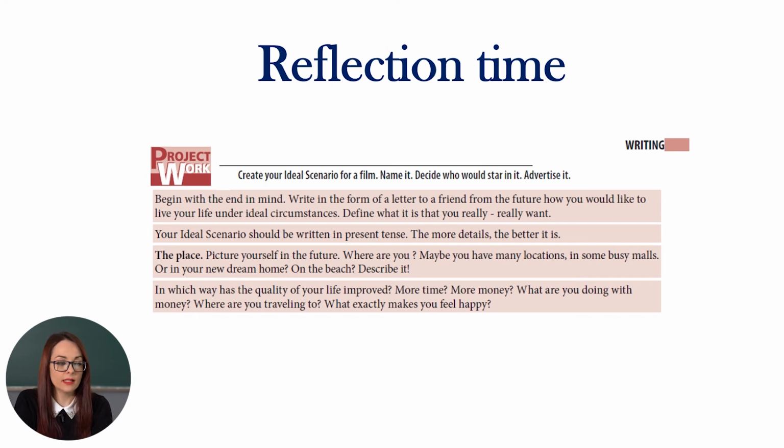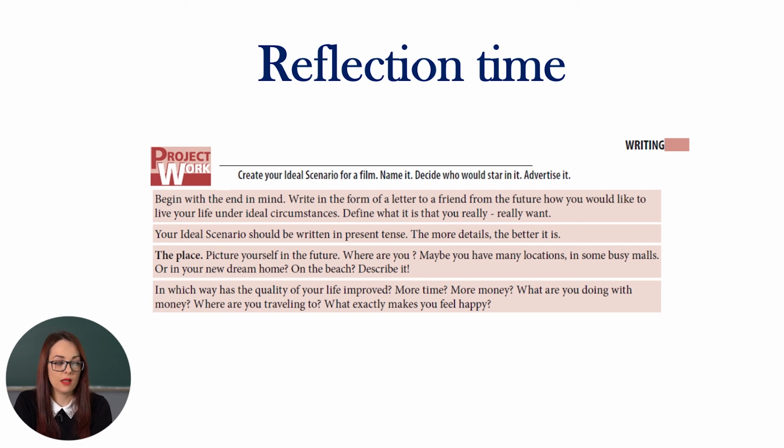Write in the form of a letter to a friend from the future how you would like to live your life under ideal circumstances. Define what it is that you really want. Your ideal scenario should be written in present tense. The more details, the better it is.